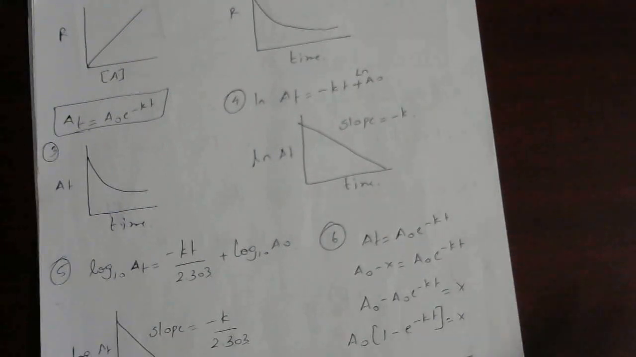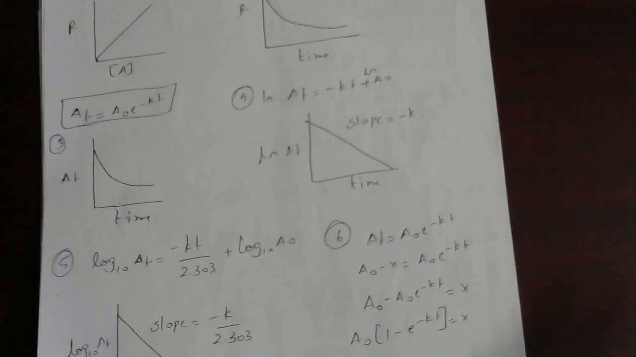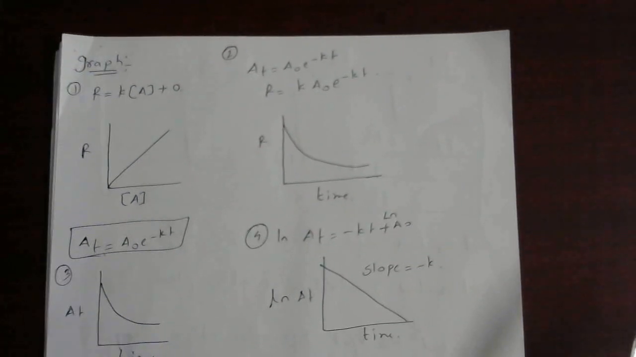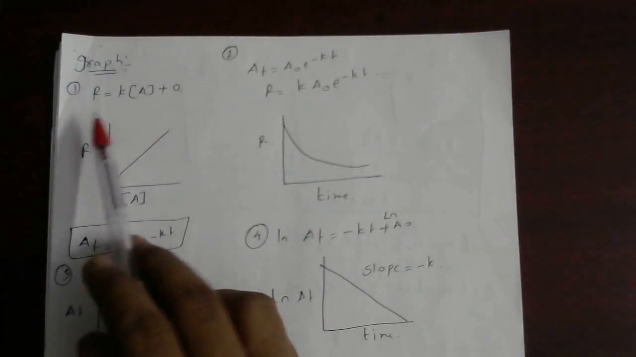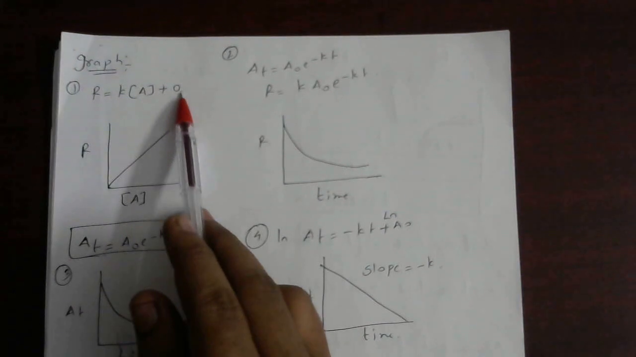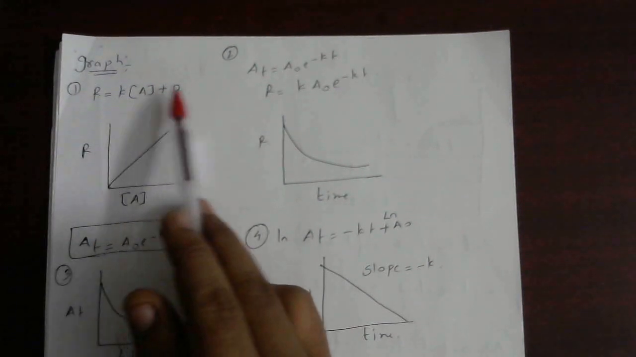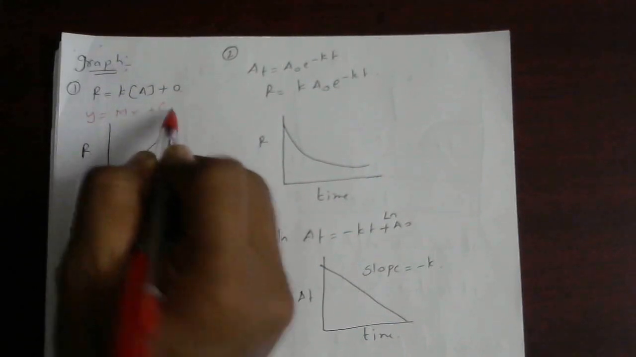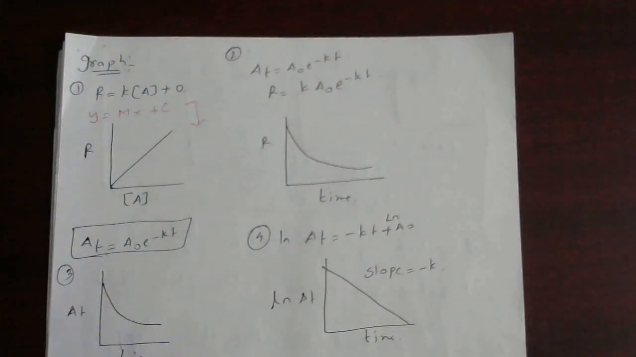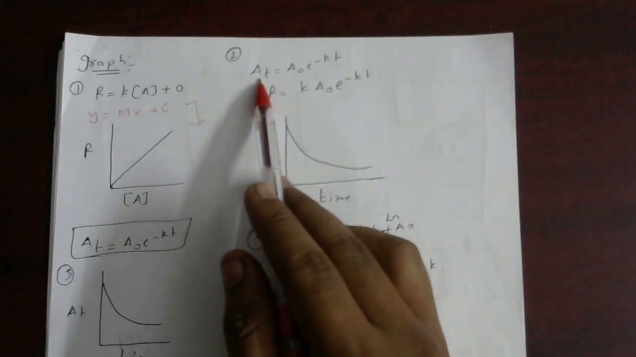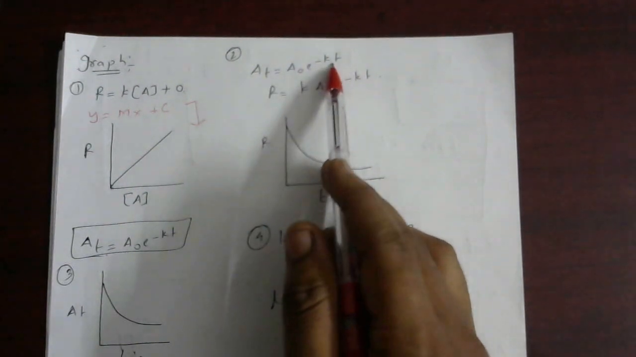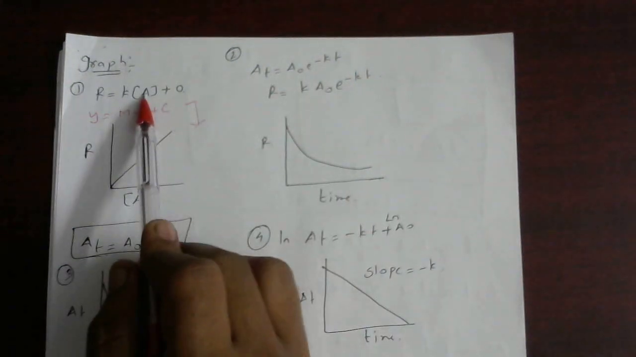So here let us focus on the graphs. Some of the graphs let us focus here. The first thing, r equal to k a plus 0, y equal to mx plus c. If you apply y equal to mx plus c, you can get the graph, something I have drawn in the bottom. And this is the integrated rate law for first order reaction, At equal to A naught e to the power minus kt.